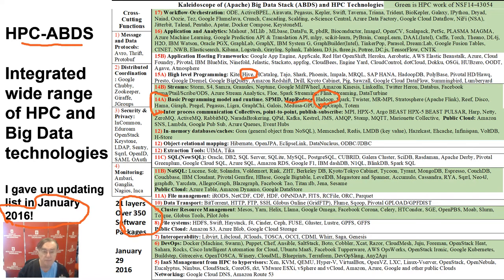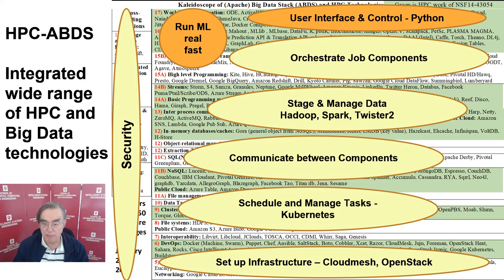Okay, here we have a slightly prettier slide from the previous one, where we decorate the list of 350 software packages by their cosmic meaning. Rather than 21, as the original decomposition was, we only have 8 here. One is security, that's the cross-cutting. The other is the user interface and control. We tend to use Python for that these days. That's what this class will use.